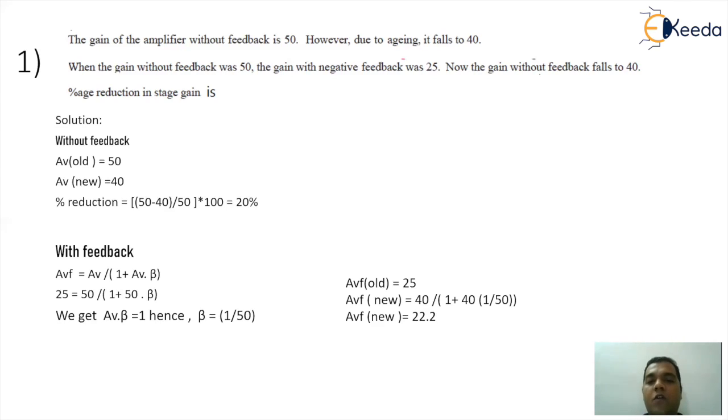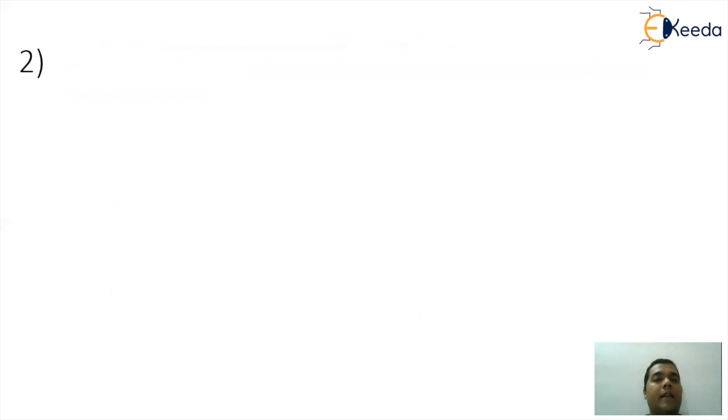So now if I want to calculate the gain with feedback, it will be 40 upon 1 plus 40 into 1 by 50. Gain upon 1 plus gain beta. So I got the new value of feedback gain as 22.5. The earlier value of feedback gain was actually 25. So now I am trying to get the change. It will be 25 minus 22.5 upon 25 into 100. I am getting 11.2. So this is the impact. Next question.